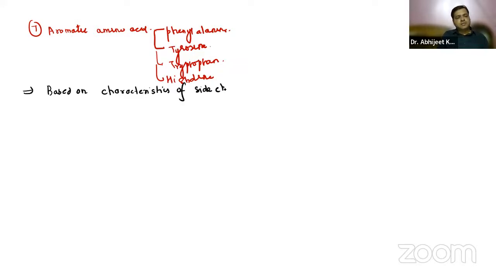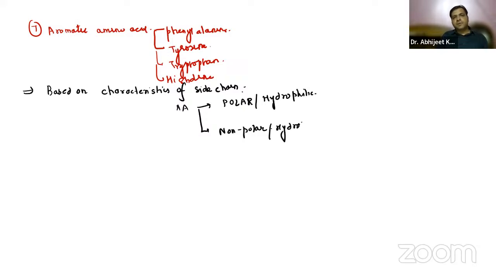Based on characteristics of side chain, the amino acids are divided into polar and non-polar. When I say polar, it is hydrophilic, water loving. Non-polar means hydrophobic. Polar can be either charged or uncharged.